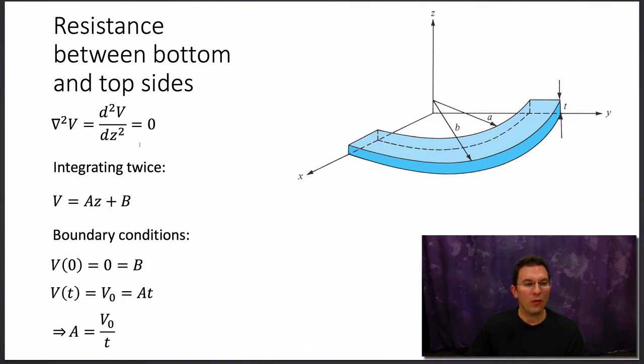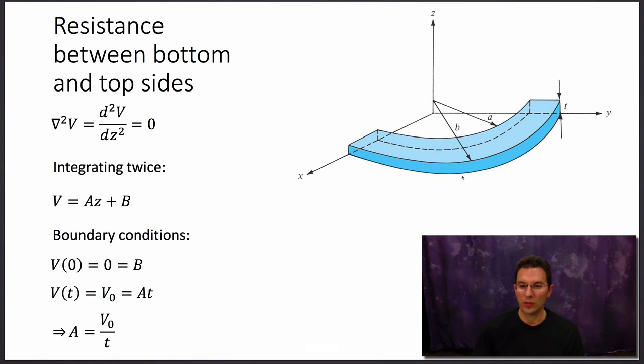Well, how are we going to solve this equation? We can integrate this equation right here twice with respect to z, and this is what pops out for the form of our solution: some unknown constant A times z plus some other unknown constant B. Have to figure out what A and B are. Again, we do this by applying boundary conditions.